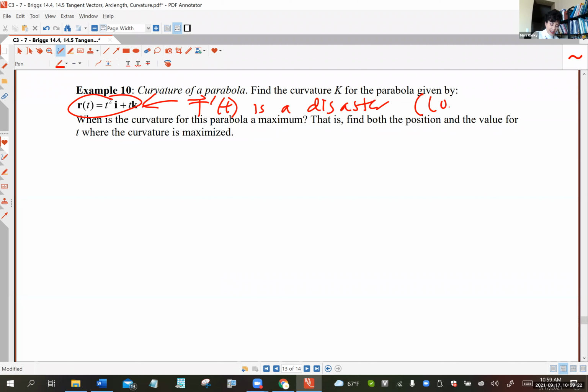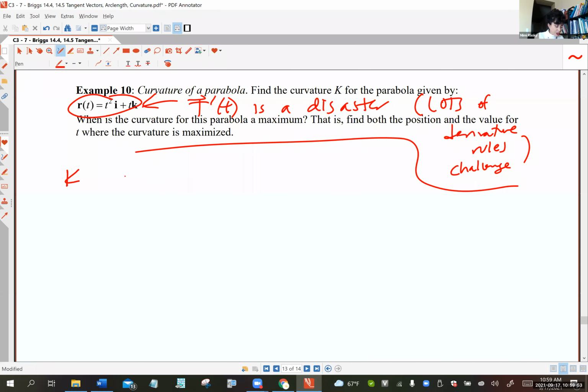Lots of derivative rules going on there and algebra, because you end up with complex fractions with radicals in there. And I used to do this in lecture or something like it, but it's kind of hard to test because it takes so much time. So don't worry, I'm not going to make you do it. So it's a disaster. And so basically what I mean is it's too much of a challenge. So let's not. So let's use this version of curvature.